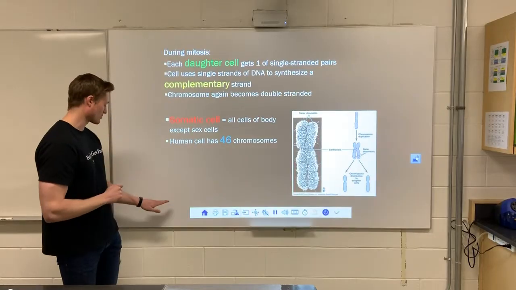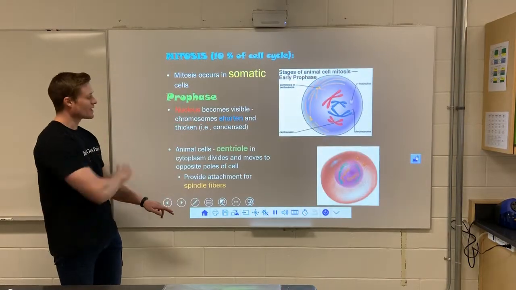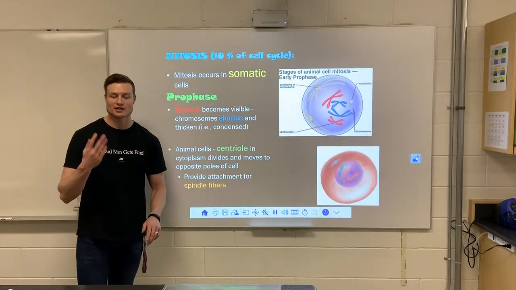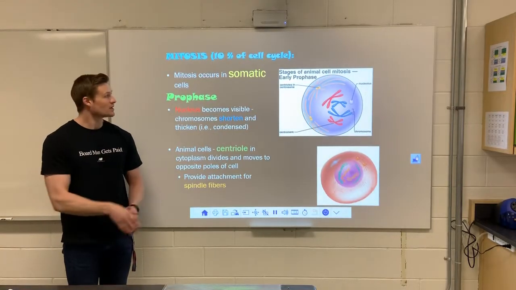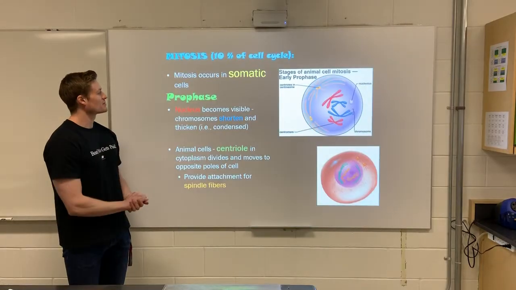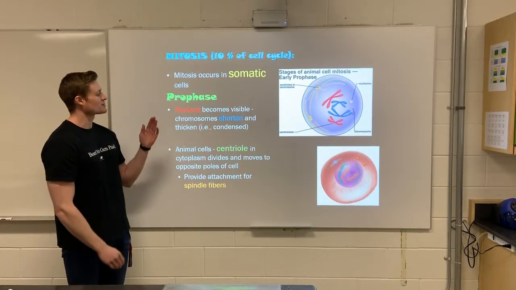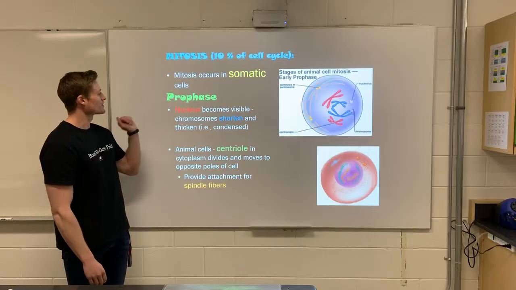They contain 23. So any body cell in the body right now, your skin cell, your heart cell, your muscle cell, they're all undergoing mitosis, okay? Mitosis, once again, 10% of the cell cycle. It occurs in all somatic body cells, and we're going to start off here with prophase.